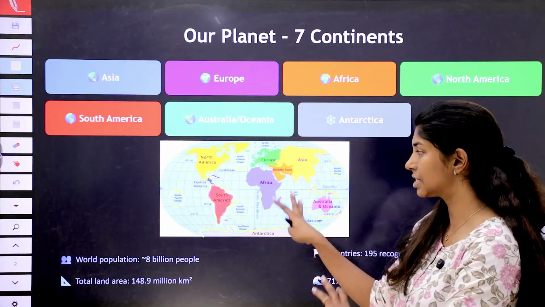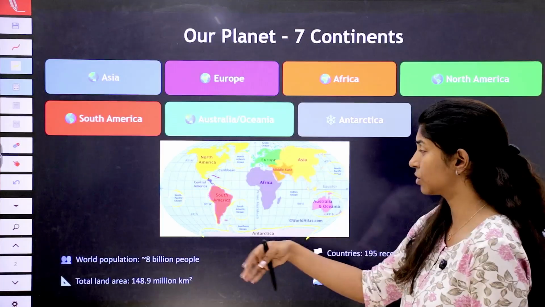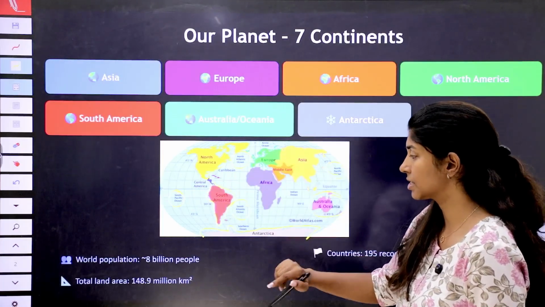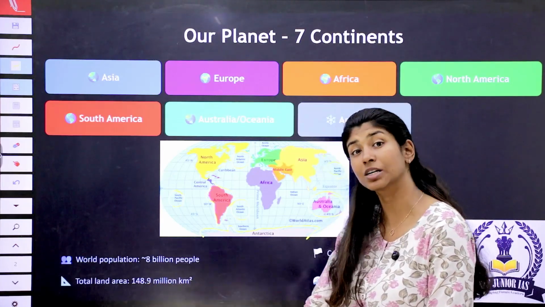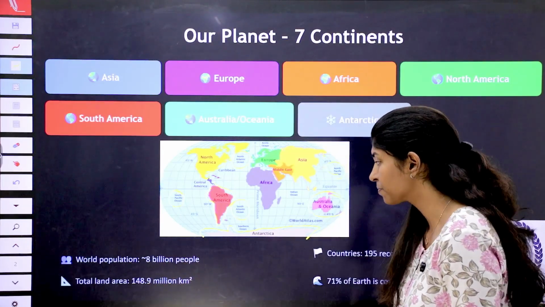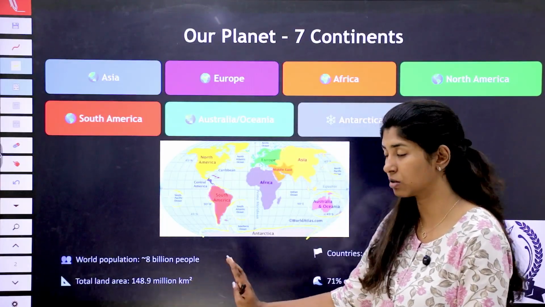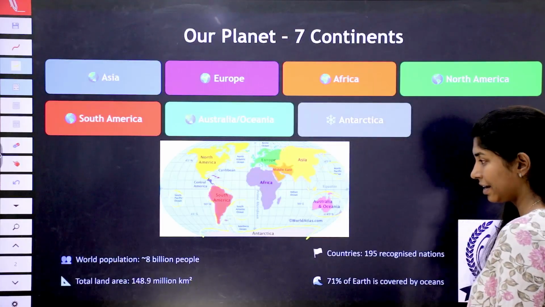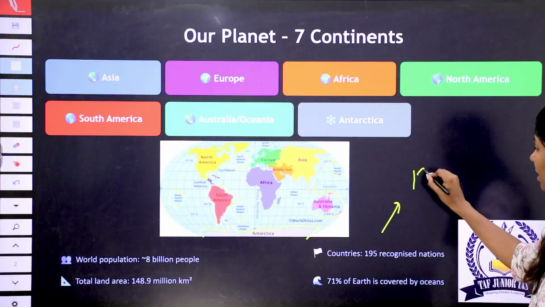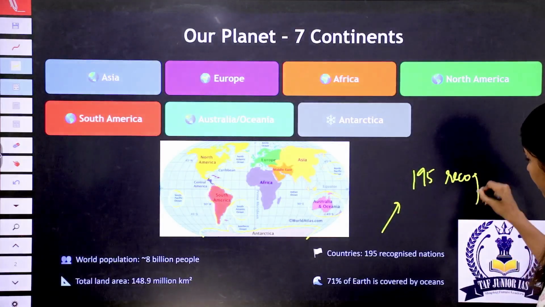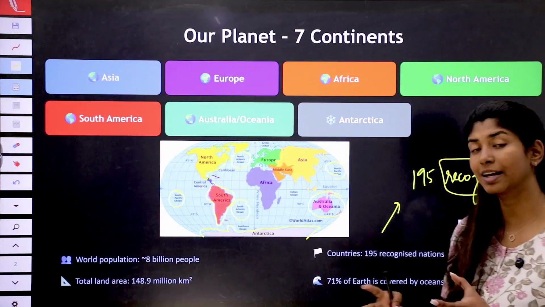Yeah, this is how the planet is divided into different continents. Now, approximately, the world population is approximately 8 billion people, and we have close to 150 million square kilometers as the total land area, only land. Okay, the countries, we have almost 195 recognized countries. What is meant by recognition? What do you mean by recognized countries?